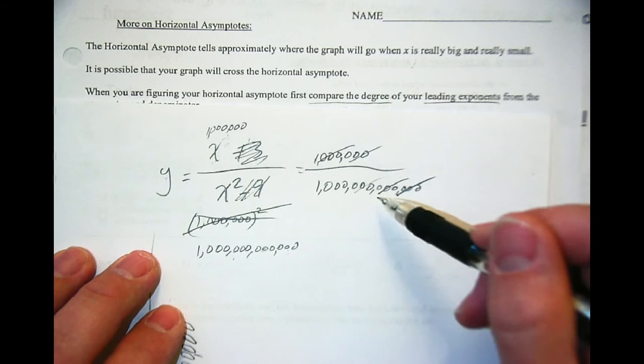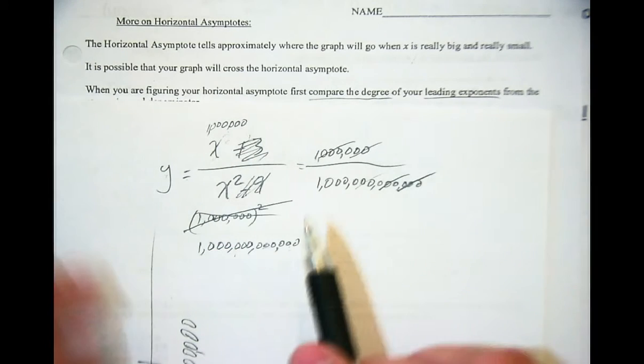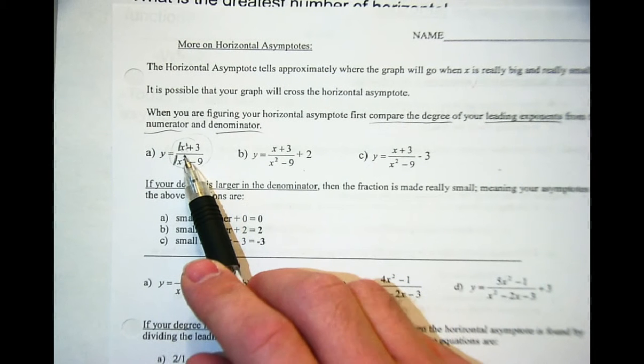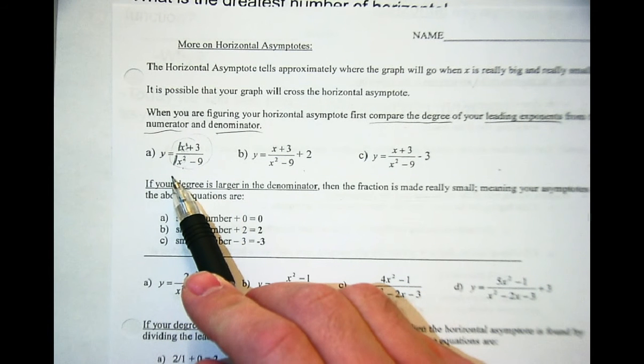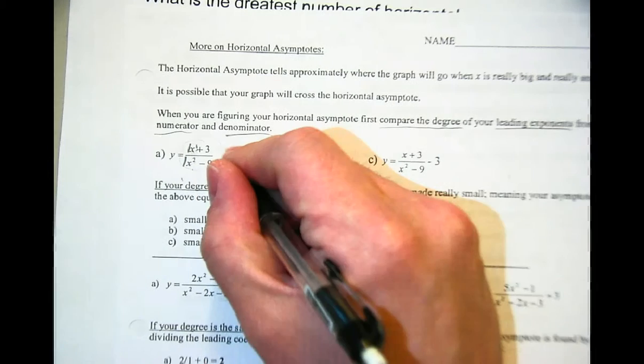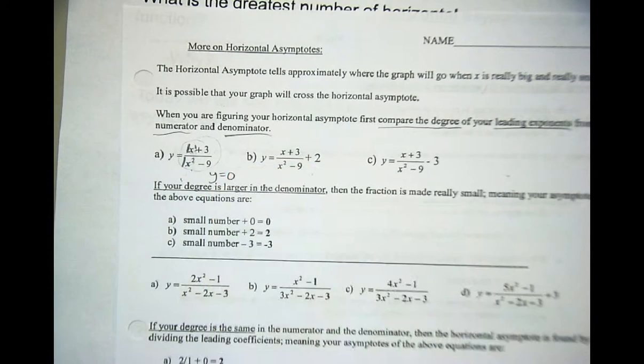0. Okay, so if you look at this, what we want to do is start generalizing this. We could do this for all of these here. But here you have a million over a trillion. Well, that's really small. That means we're approaching 0. My y asymptote right here is y equals 0.